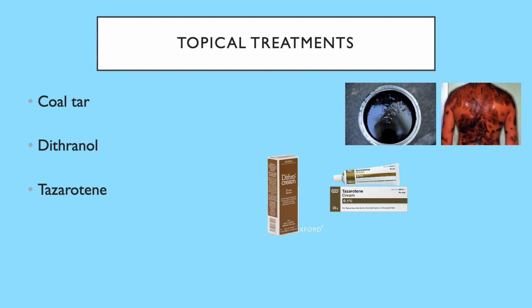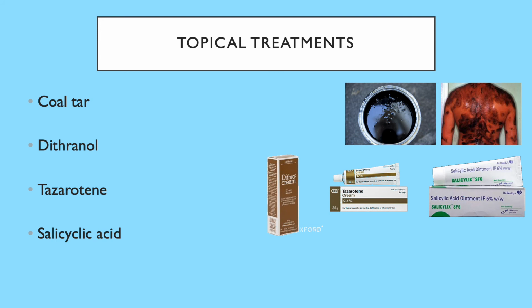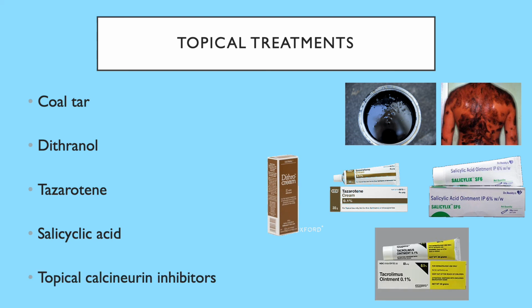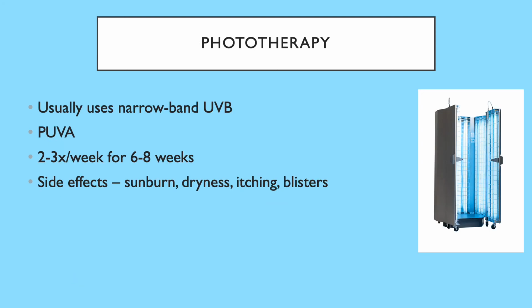Dithranol and tazarotene are alternatives and both work by slowing cell division, but their main side effect is skin irritation, so they're typically used on non-delicate skin such as the hands and knees. Salicylic acid is a keratolytic and works by softening keratin to loosen scales, so it's useful for very scaly lesions. Finally, as in eczema, topical calcineurin inhibitors such as tacrolimus are another option, but should only be used under specialist supervision.